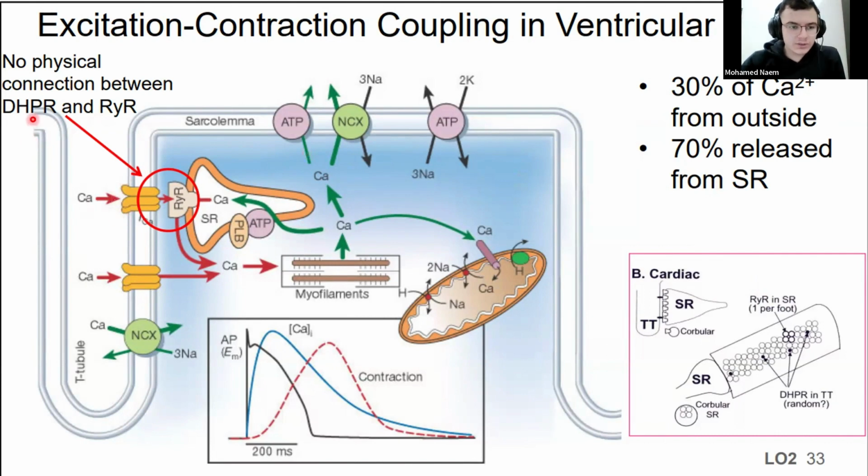Okay. So again, this is the T tubule that we just talked about. This is the T tubule that has the action potential coming through it.